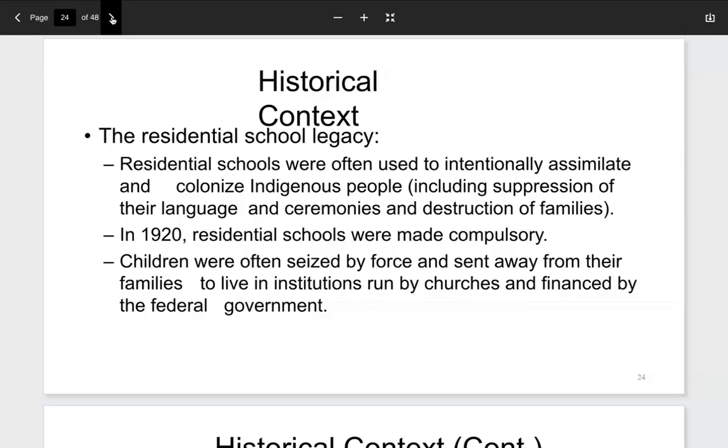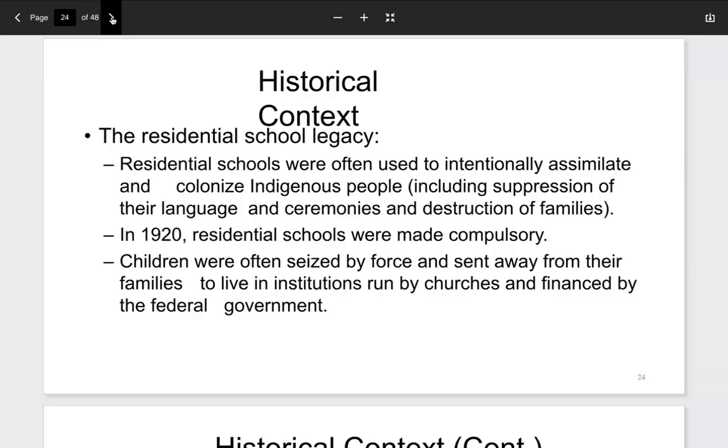And young children were literally taken from their homes, away from their families, stolen without any permission, just taken, placed in these residential school systems. And many of them never saw their families again. So you can imagine the intergenerational trauma that that experience would have had.